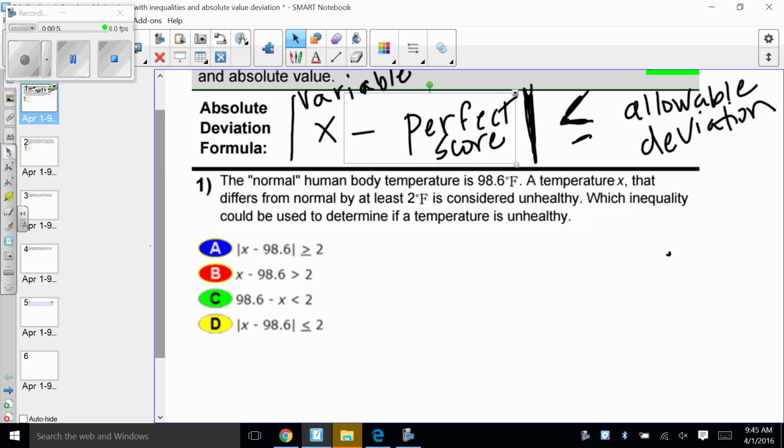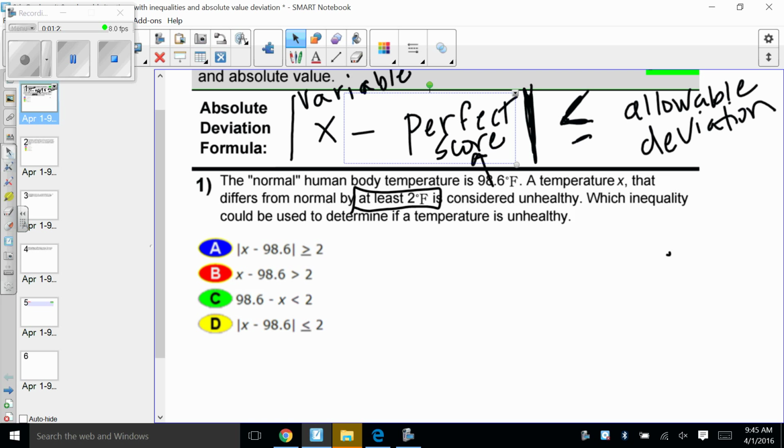So here's our first example. Your body temperature is a great example of where we allow some deviation. It doesn't have to always be perfect to the stated 98.6 degrees Fahrenheit. So our formula would say this: the goal or the perfect score is 98.6 for your body temperature. However, your body temperature can have some deviation. We just don't allow it to deviate more than 2 degrees either way. So you can be less than 2 degrees from the perfect score or more than.